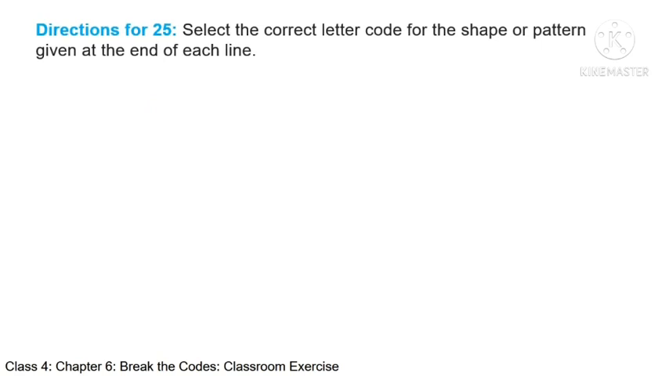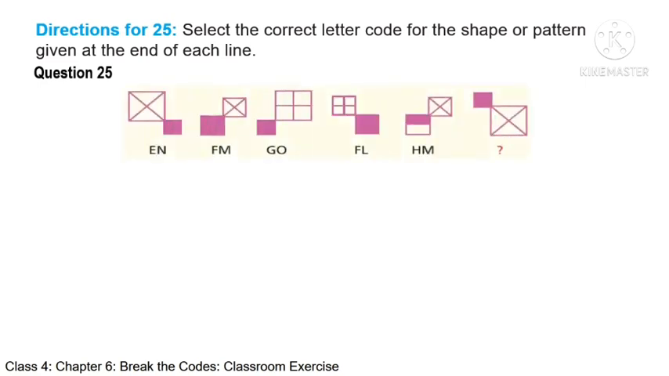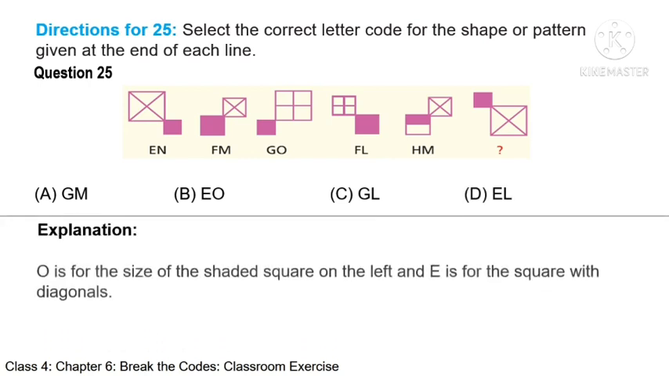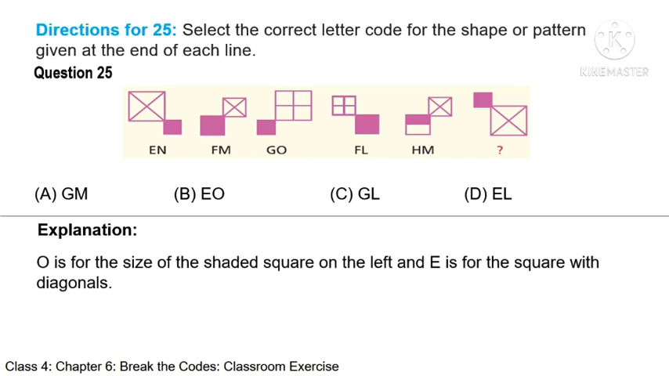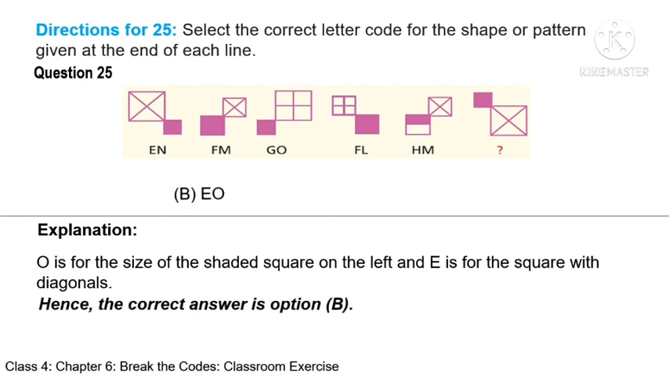In this question, select the correct letter code for the shape or pattern given at the end of each line. We have options A, B, C, and D. O is for the size of the shaded square on the left, and E is for the square with diagonals. Hence, the correct answer is option B.